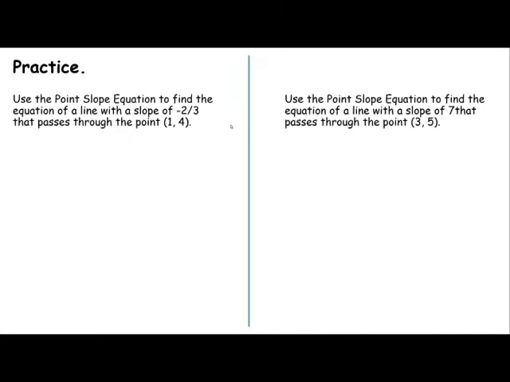Let's try another one. Use the point-slope equation to find the equation of a line with a slope of negative 2/3 that passes through the point 1, 4. Again, they have given me the slope, and they have given me a point that is not the y-intercept. I always have my students rewrite the original pattern. Remember, writing the pattern does 3 things for us. Number 1, it helps us keep our work organized. Number 2, it helps whoever is reading our work to understand what we're doing. And number 3, it helps us to memorize that formula.